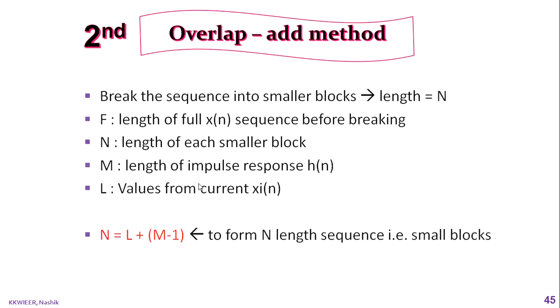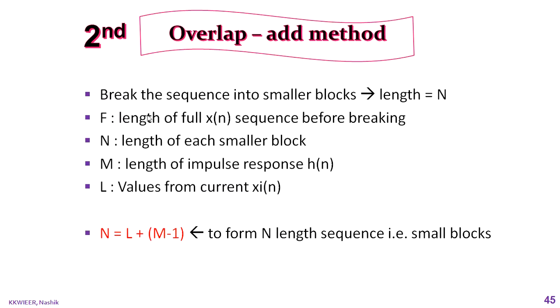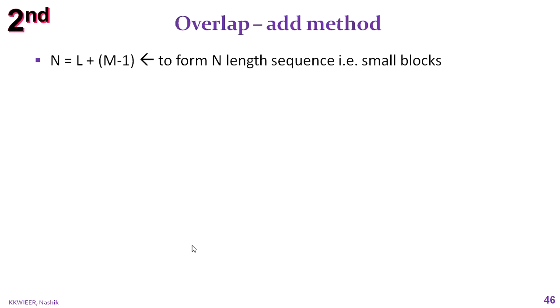So in this method, again we are going to use the same notations, only the difference is that in case of overlap add method, we are going to consider L block first and then m minus 1. In previous class, it was m minus 1 plus L. In this case, first we will consider L block and then m minus 1. Let us start with the overlap add method.